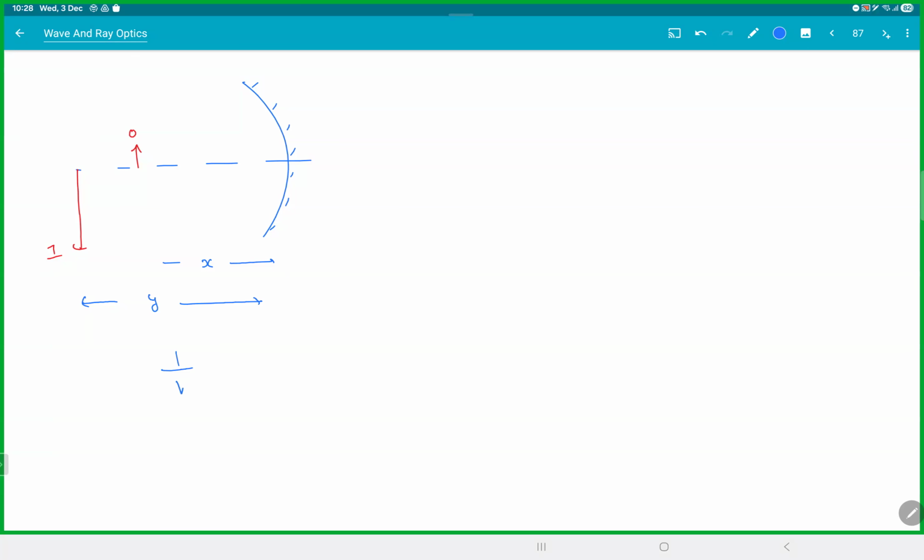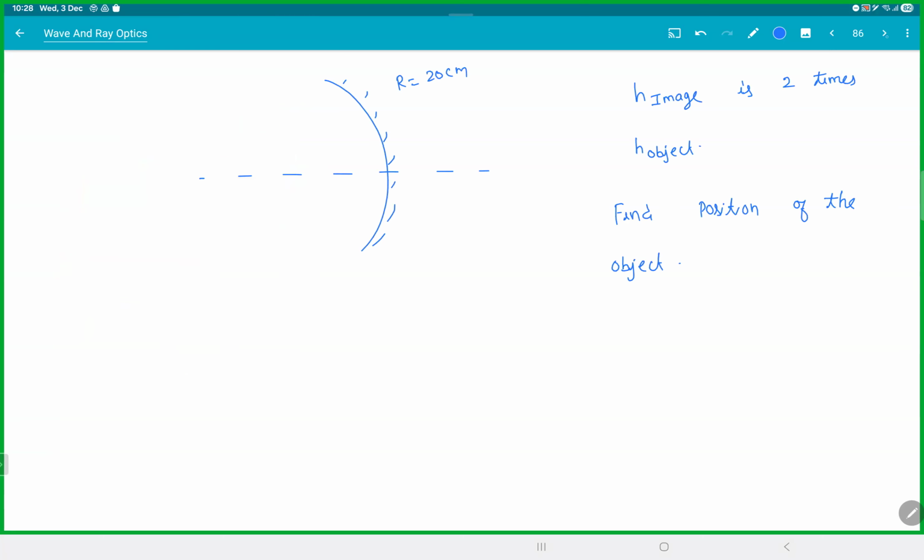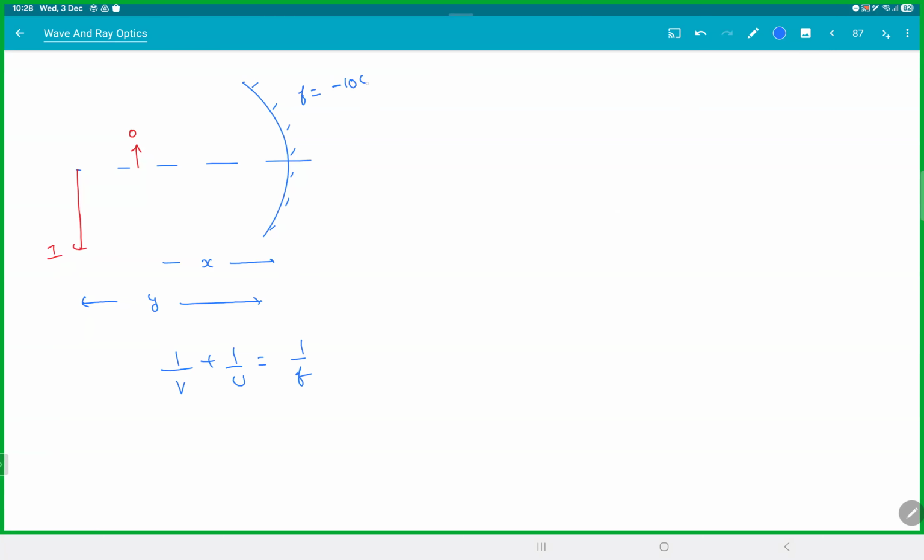1 by v plus 1 by u is 1 by f. So here the focal length will be minus 10 centimeters, sign convention. So this is 1 by v, minus of 1 by minus x is equal to 1 by minus 10. And here what is the magnification? Magnification is minus v by u. Because it is inverted, it is minus 2.